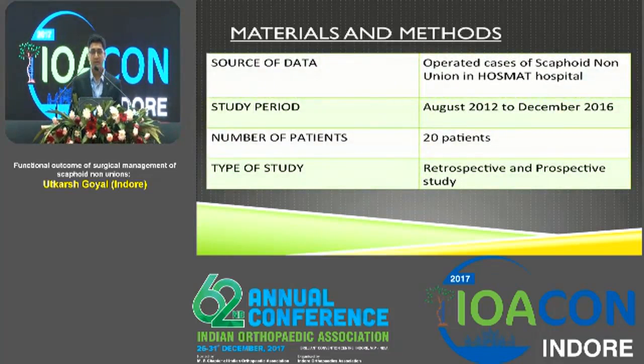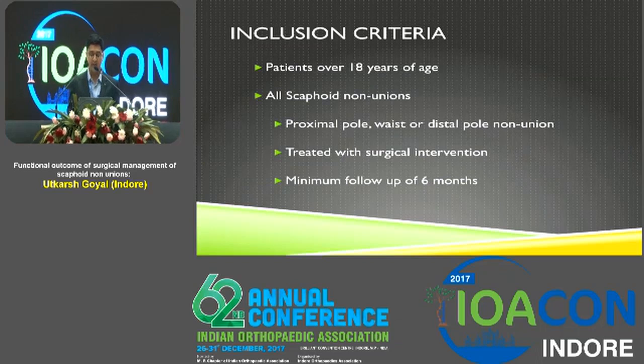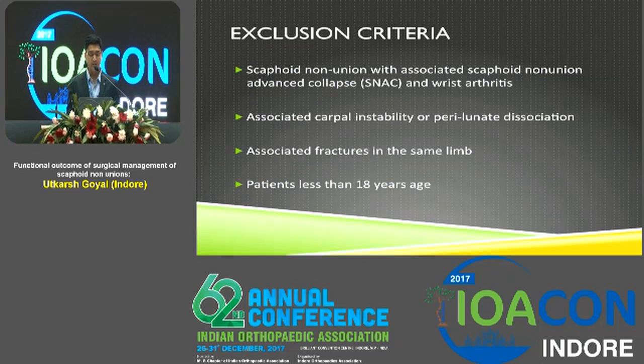Regarding materials and method, all the operated cases of scaphoid non-union between August 2012 to December 2016 were included. 20 patients were included in the study. Inclusion criteria involved patients over 18 years of age treated with surgical intervention with minimum follow-up of 6 months. Exclusion criteria involved scaphoid non-union associated collapse with wrist arthritis, associated carpal instability, perilunate dislocation, associated fractures to the same limb, and patients less than 18 years of age.